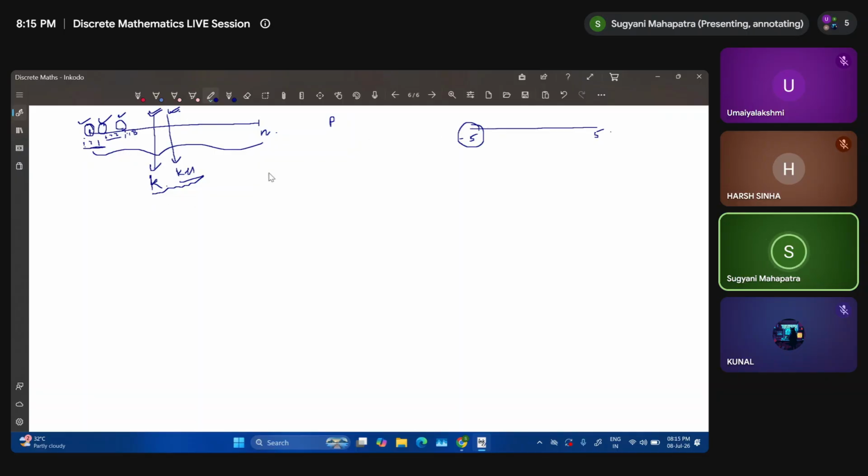But with strong induction, we don't just pick some random value and say that if it is true for this value, then it will be true for the next value as well. What we show is that if it is true for every value of i from 1 to k, picking some random k, that is, true for i equal to 1, i equal to 2, i equal to 3, up to k, then it will be true for i equal to k plus 1.